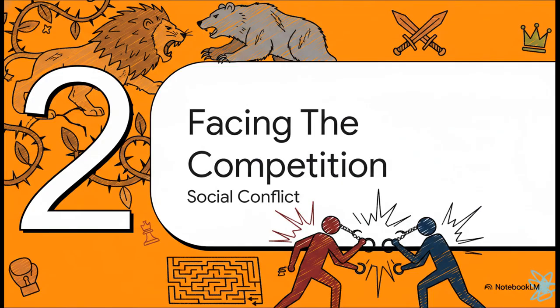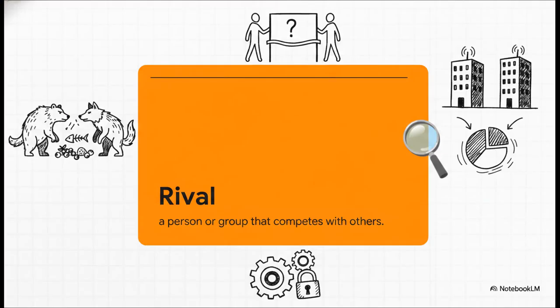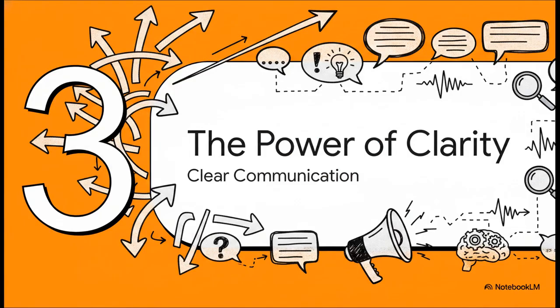Moving on, we have Section 2, Facing the Competition. We're stepping into the realm of social conflict now. So, a rival. A rival is a person or a group that competes with others. Whether it's, say, 2 omnivores fighting over the exact same food source in a forest, or 2 businesses competing for the same market share, a rival is that direct competitor. Notice how the definition explicitly mentions this can be either a person or a group. It's just a highly versatile word that perfectly bridges the gap between our basic, raw survival instincts and modern human interaction.